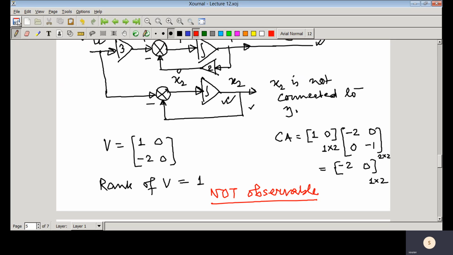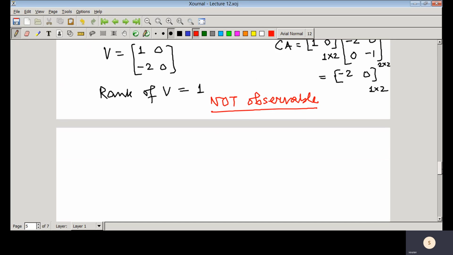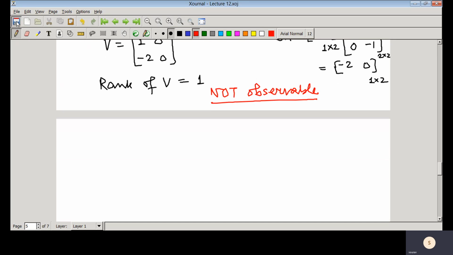Now we can see one simple example where we can understand that some state may be controllable but may not be observable, but some state may be observable but they are not controllable. Let us take one simple example, and from there we will understand this structural property.